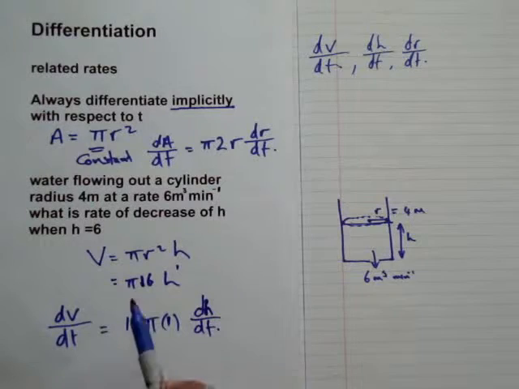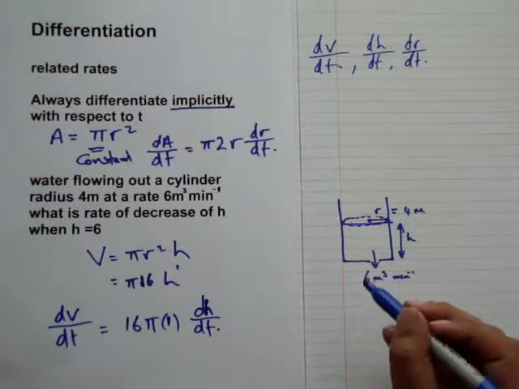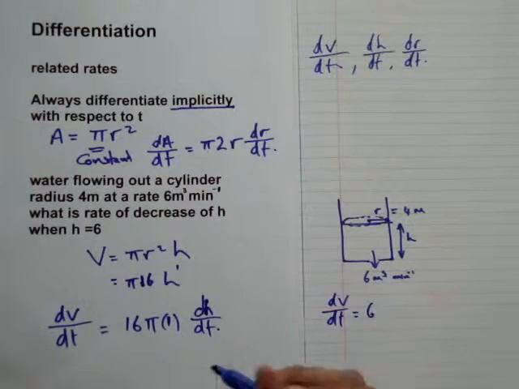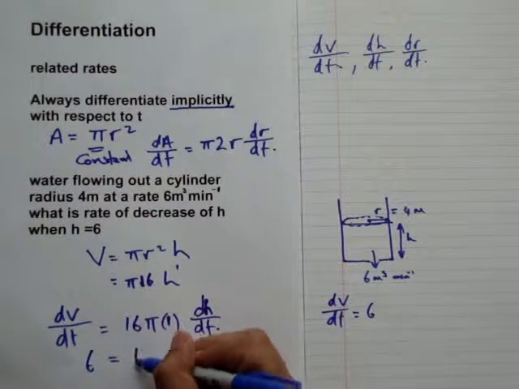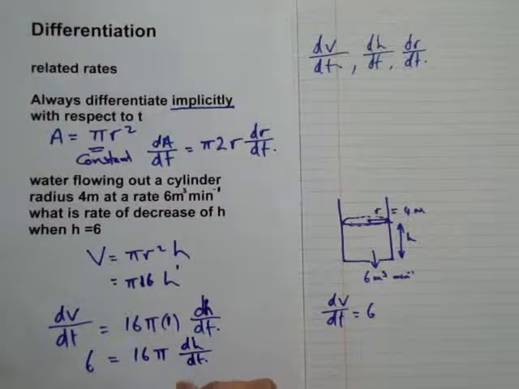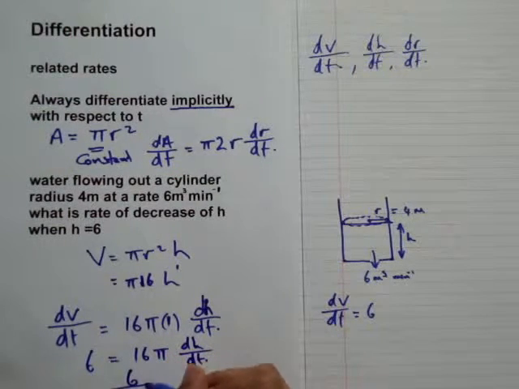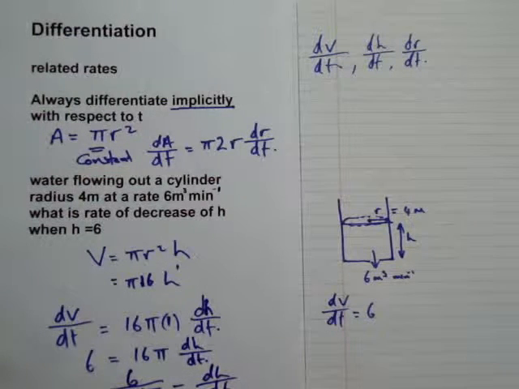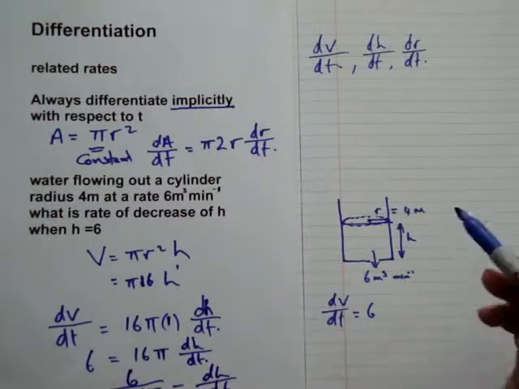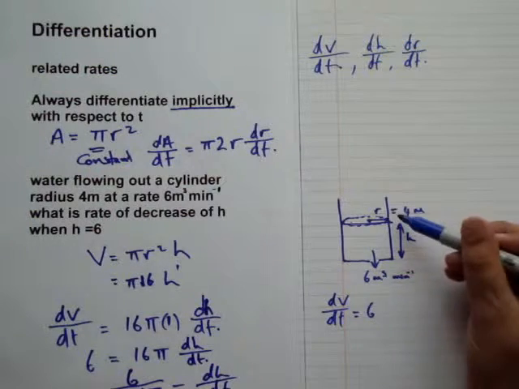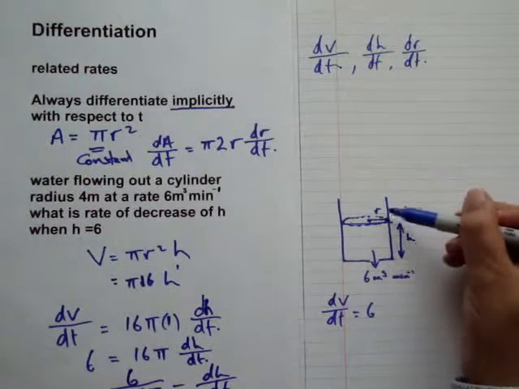We know that the volume flowing out is 6 meters cubed per minute, so dV by dt equals 6. So 6 equals 16 pi dh by dt, so dh by dt is 6 over 16 pi, and that is the rate of decrease of h. This h equals 6 is irrelevant because the flow is the same whatever the height, because the radius of the cylinder remains the same.